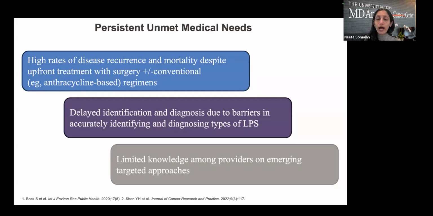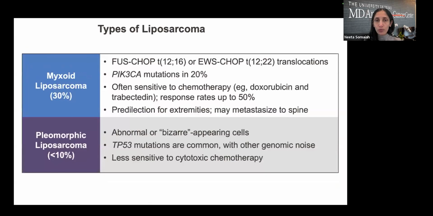And there is still, outside of the pockets of sarcoma expertise, limited knowledge about the emerging treatments for these tumor types, because they're rare. It's not that the physicians are not capable or smart, but they just don't have the experience because they might not have seen as many of these tumors.